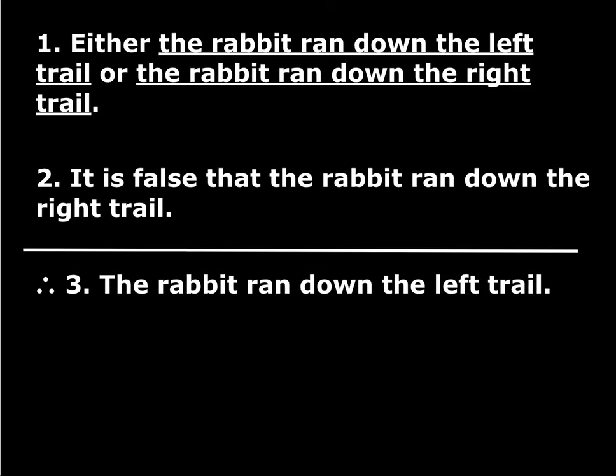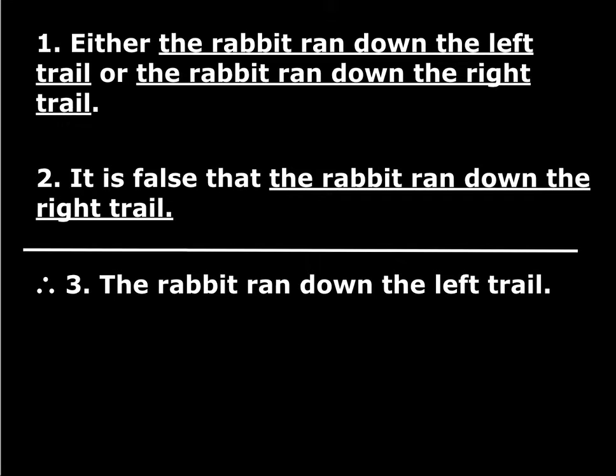But notice it has parts which are themselves little statements inside the big statement. The rabbit ran down the left trail. That could be true or false. That's making a claim. The rabbit ran down the right trail. That by itself would also make a claim. So premise 1 is a compound statement because it has parts which are themselves statements.